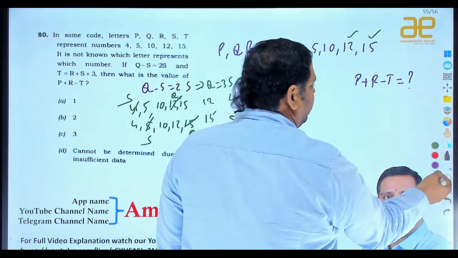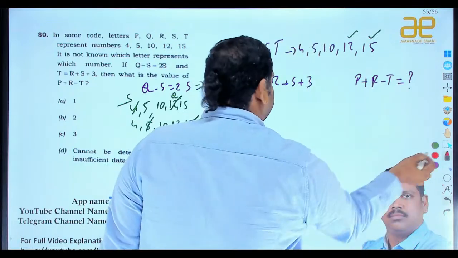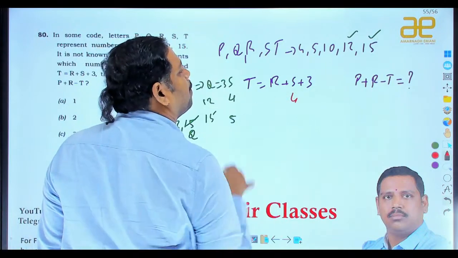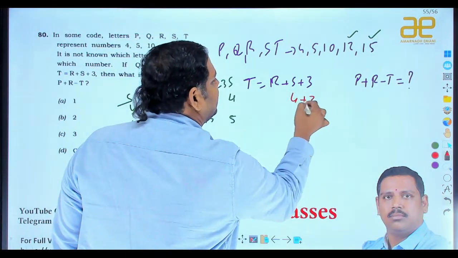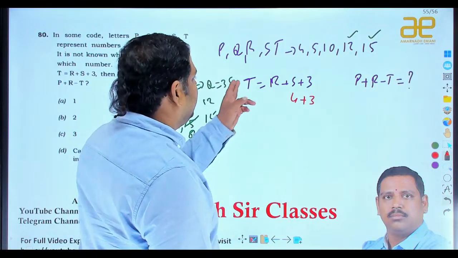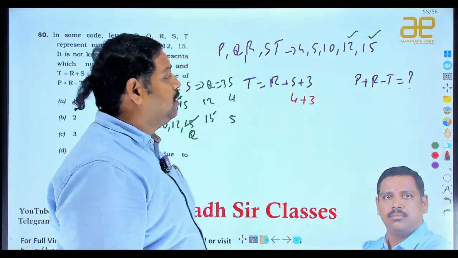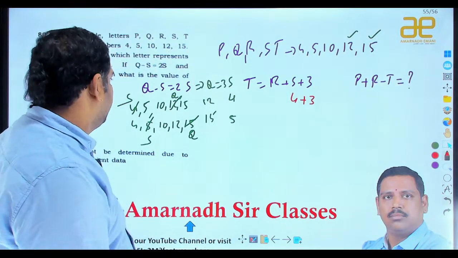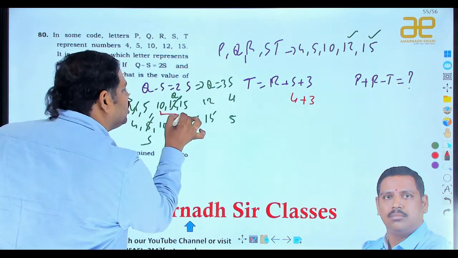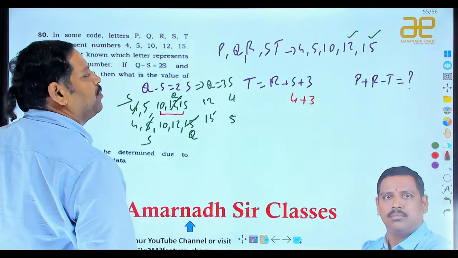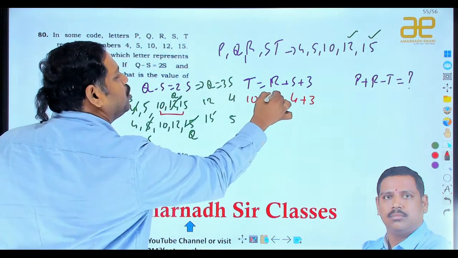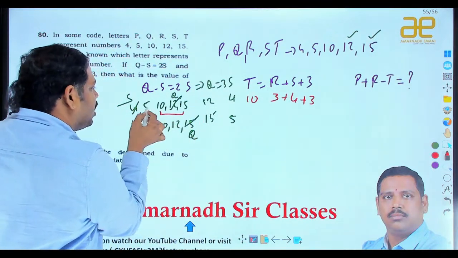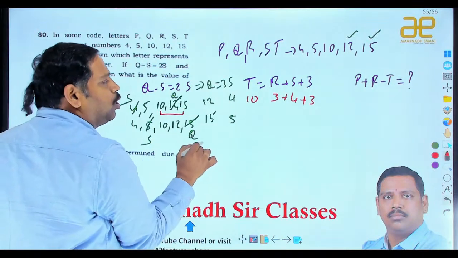So if I go to the first case, the value of S is 4. Already 4 plus 3 is there, 7. T is equal to R plus 7, means T value should be more than 7. In the given ones, more than 7 means these two are the possibilities. Suppose T is 10, R should be 3, then only it will be satisfied. But 3 is not a number that is available here. Means T should not be 10.